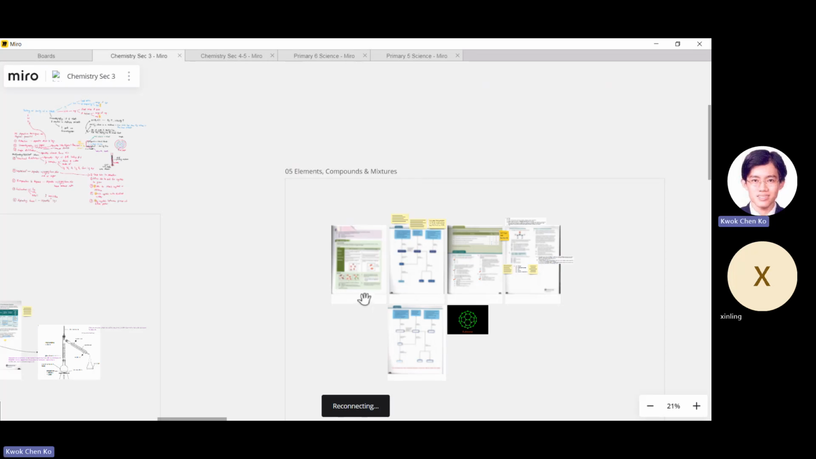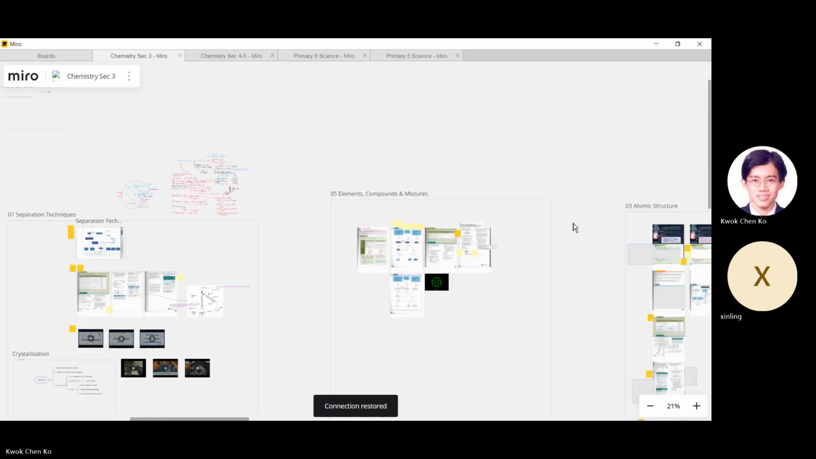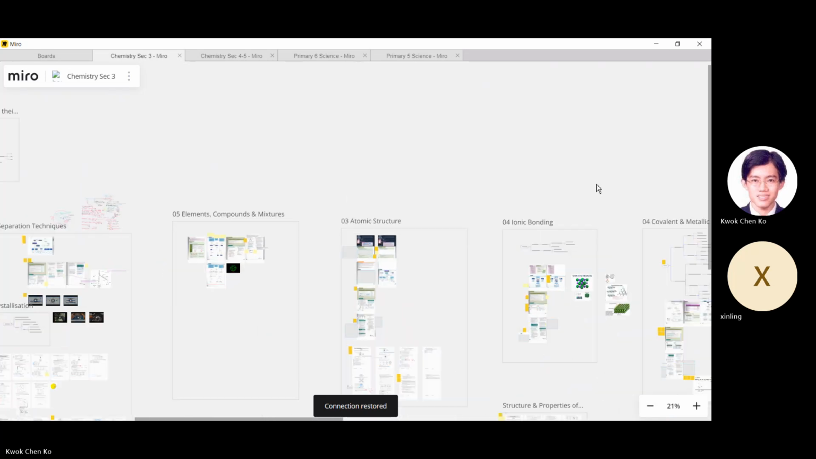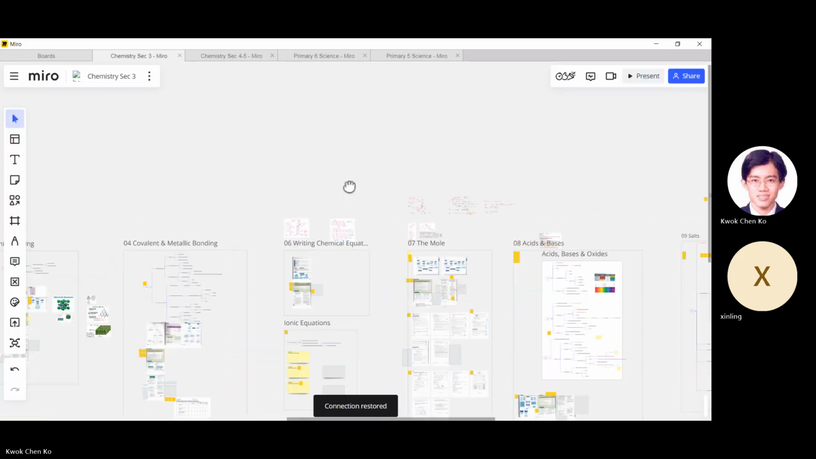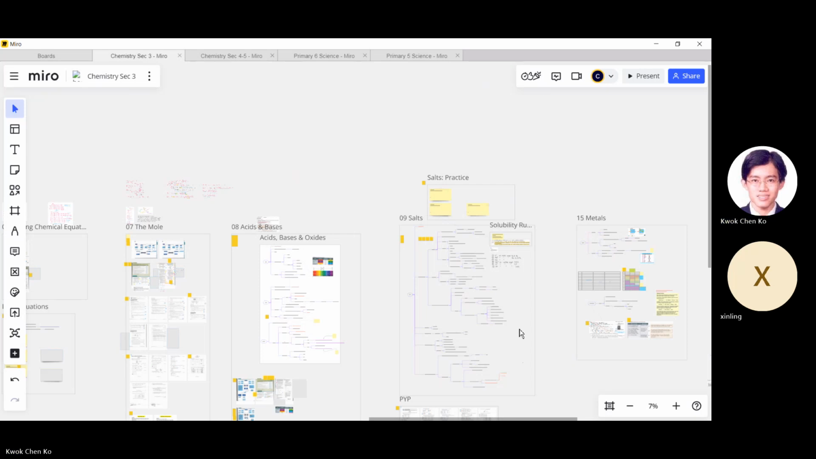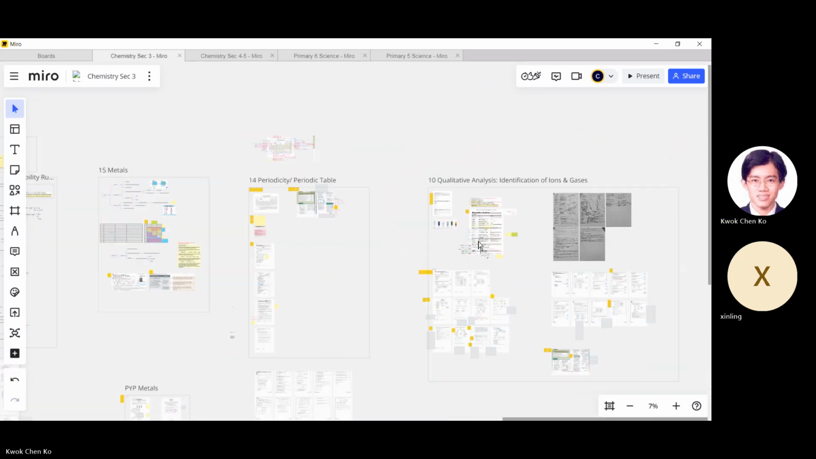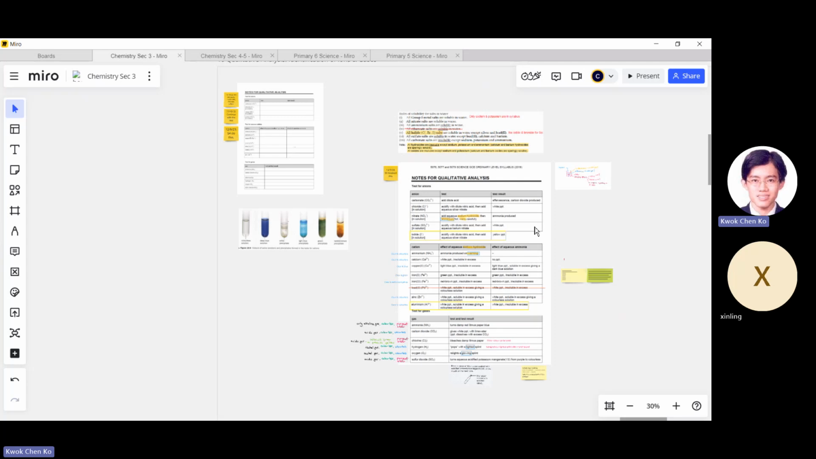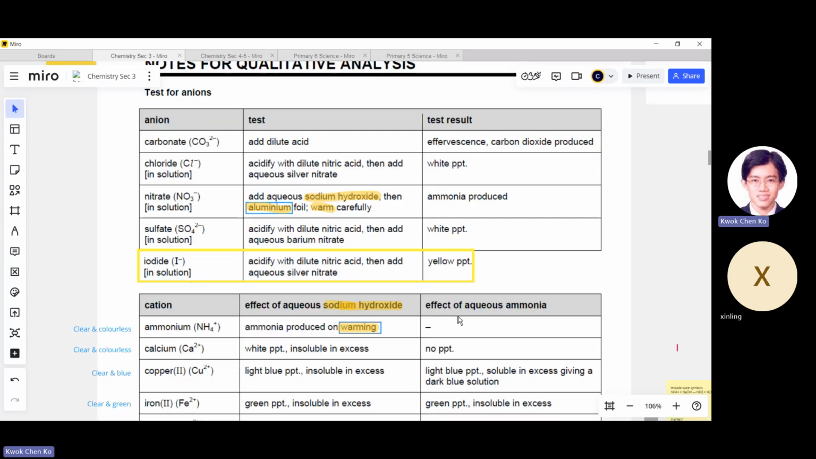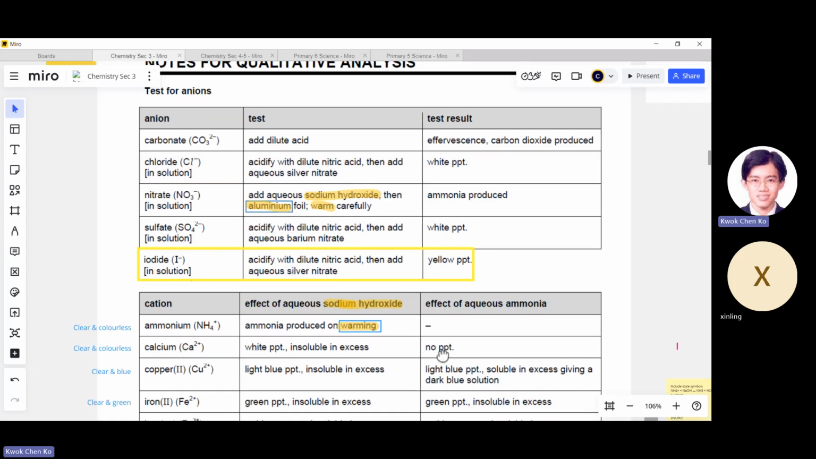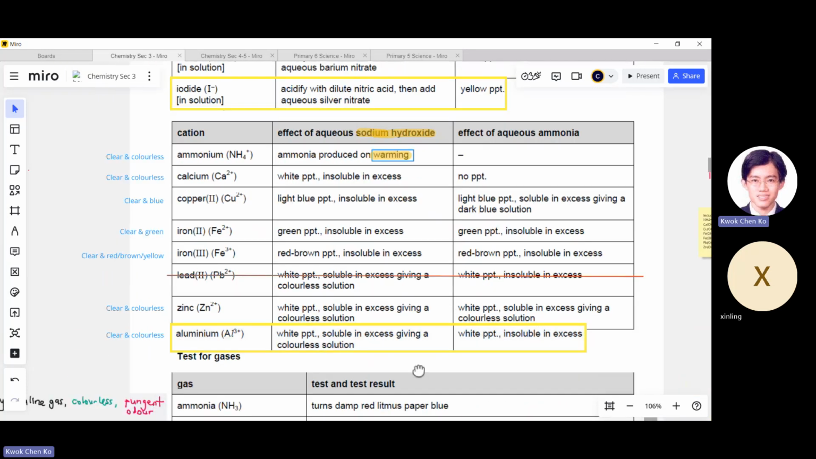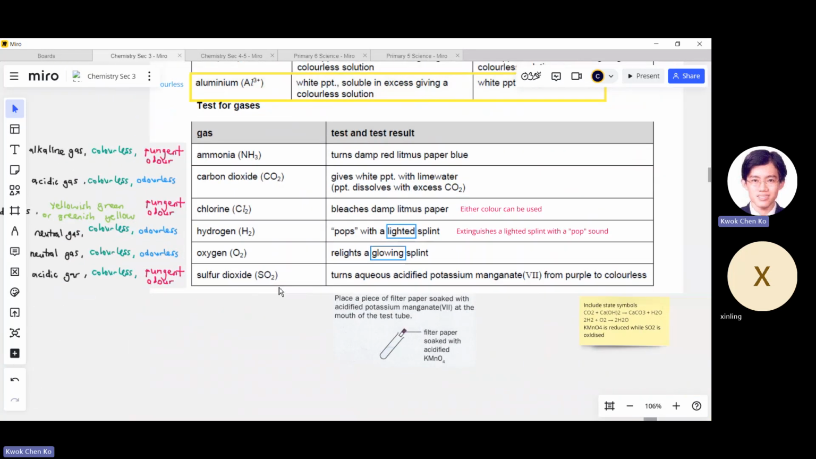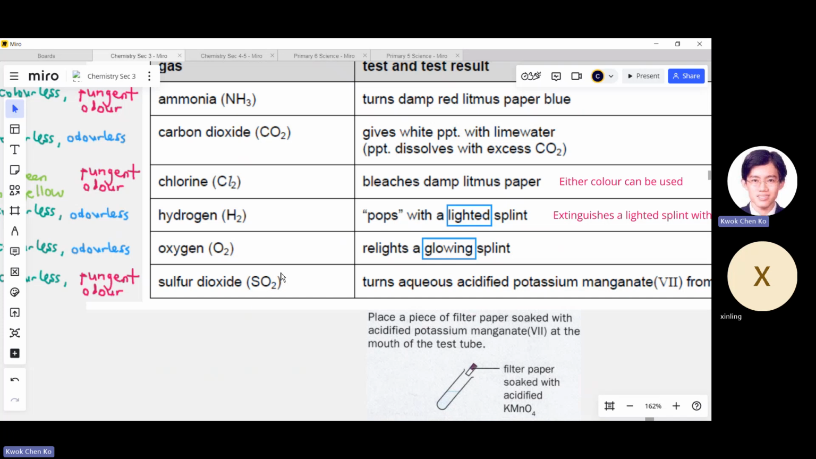Let me show you the QA list again. If you have it, of course, you can refer to it. Yeah, good. Now, Sarah, have you seen this before? No? Okay. We'll go through this one other days. Michelle, you've seen this, right? Now you go to the gases. Look at SO2. It turns aqueous acidified potassium manganate from purple to colorless. So this one you're supposed to remember.